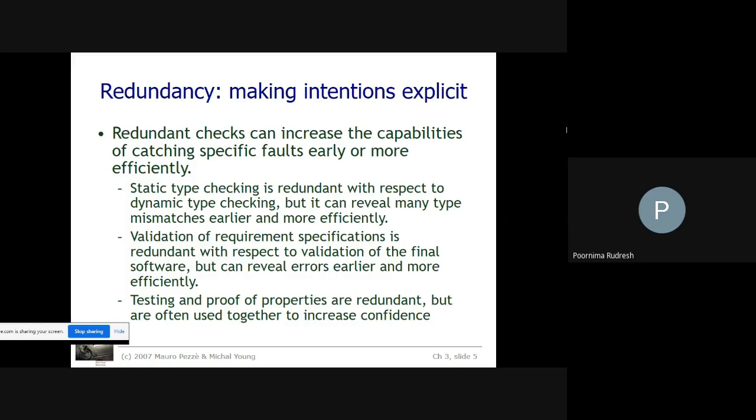So when we are performing the redundancy checking, this increases the capability of catching specific faults early in the software development stages, and once the faults are detected they can be corrected so that the system will be working in an efficient manner. So redundancy checks can increase the capability of catching the specific faults early or more efficiently. So that is very, very important.